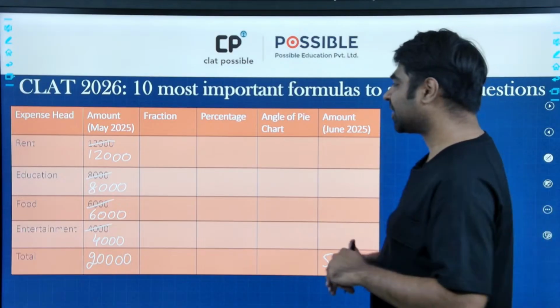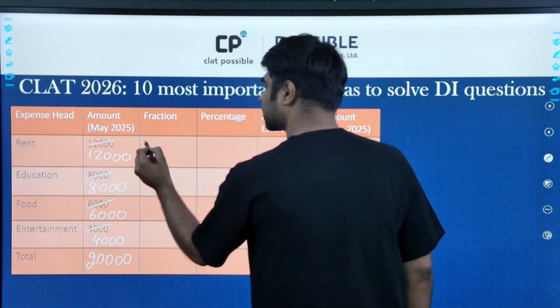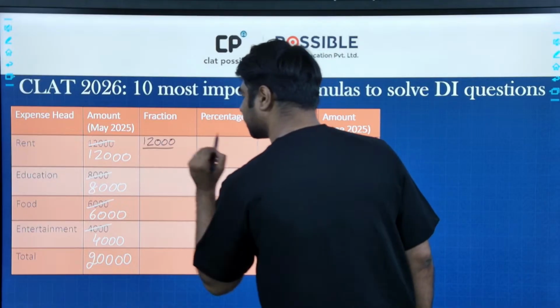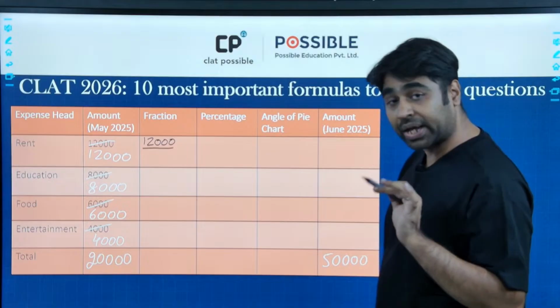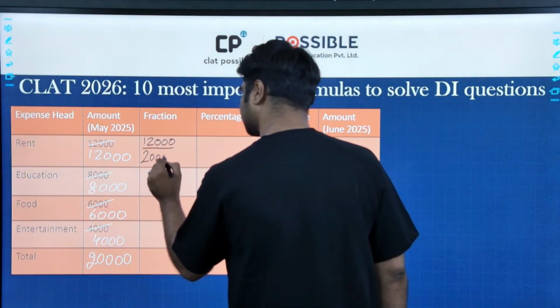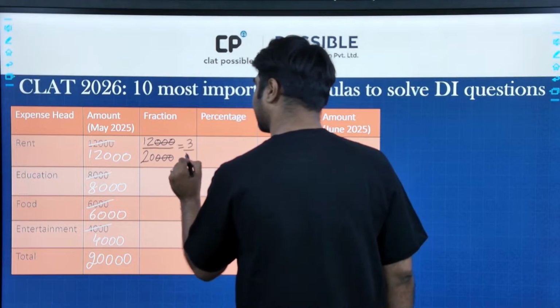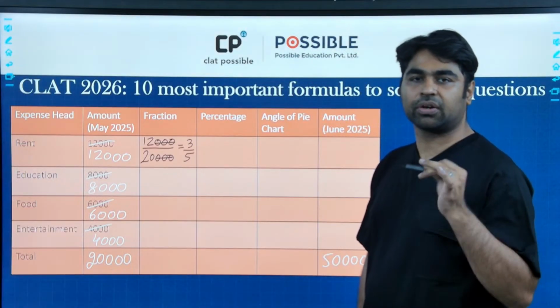Okay, so what fraction is he spending on rent? He's spending the part value. What is a fraction? The part upon the total. So he's spending 12,000 rupees on rent when the total is 20,000. So it will be 4 3s are 12 and 4 5s are 20. That means he is spending 3/5 of his salary on the rent only.